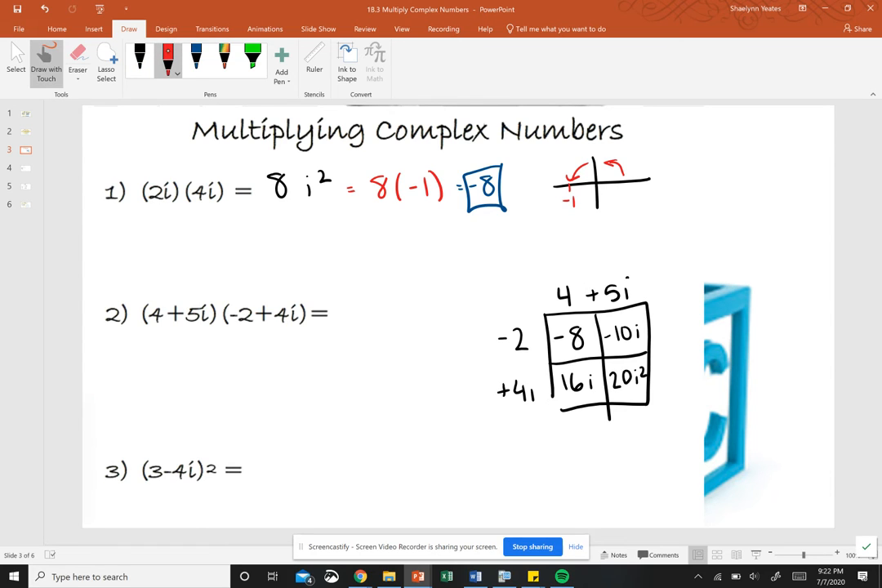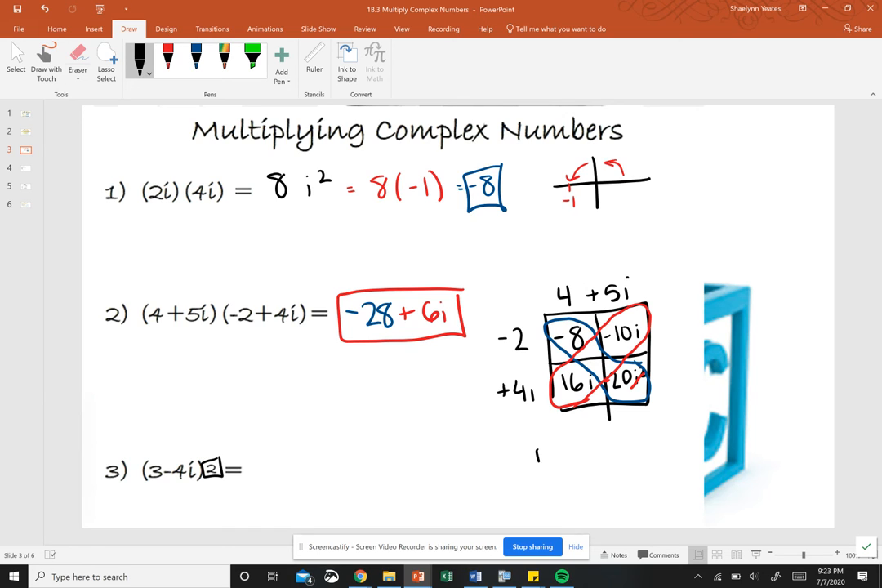Well, i squared is really -1. So 20 times -1 is just -20. So I've got -20 and -8 that are like terms. -20 plus -8 is -28. And then I have a 16i and a -10i that go together. So that's a positive 6i. There's my answer.